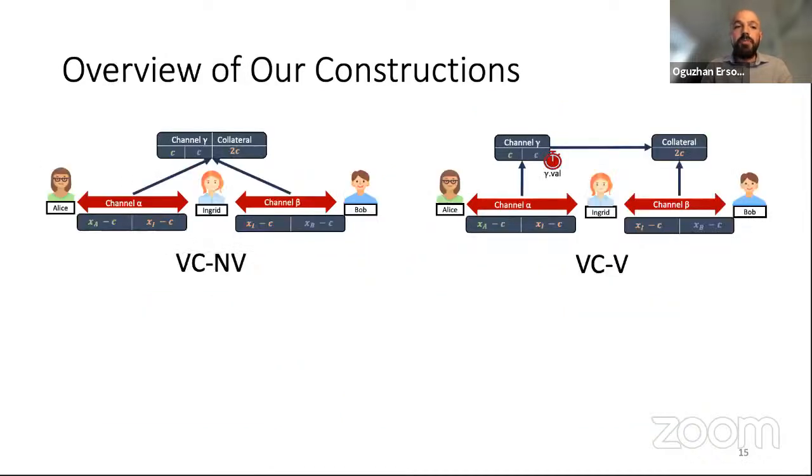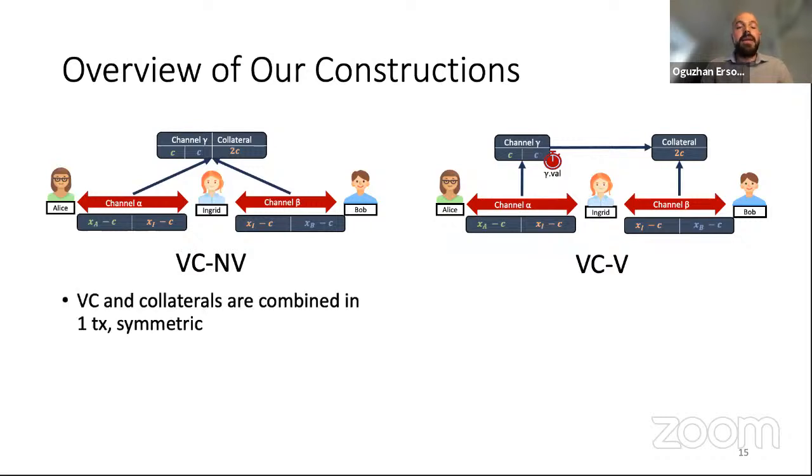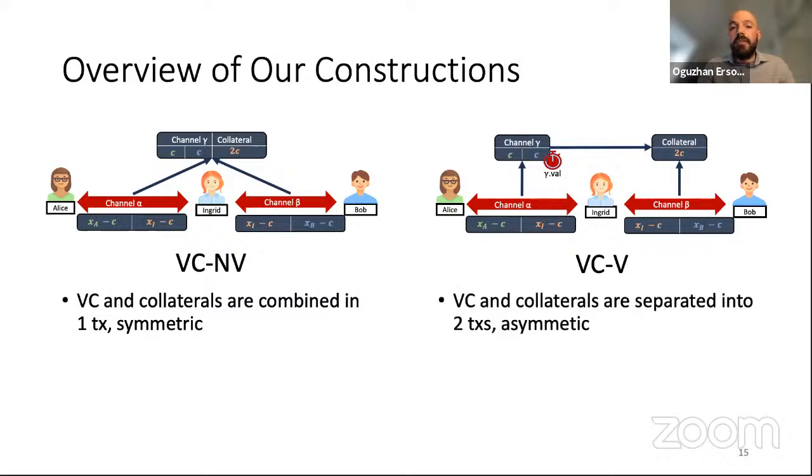So if you compare both of these constructions, in the non-validity case, as you can see, the virtual channel and the collateral are combined in one transaction in a symmetric form, whereas in the validity case, the virtual channel and the collateral are separated in two transactions, and each of them is funded in two different ledger channels. But one thing that is important to mention is that the collateral is funded by the virtual channel, meaning that the collateral cannot be spent before the virtual channel is offloaded.